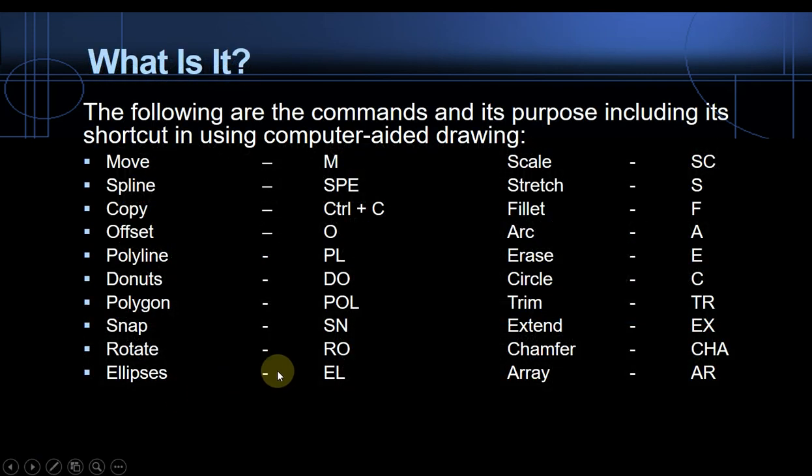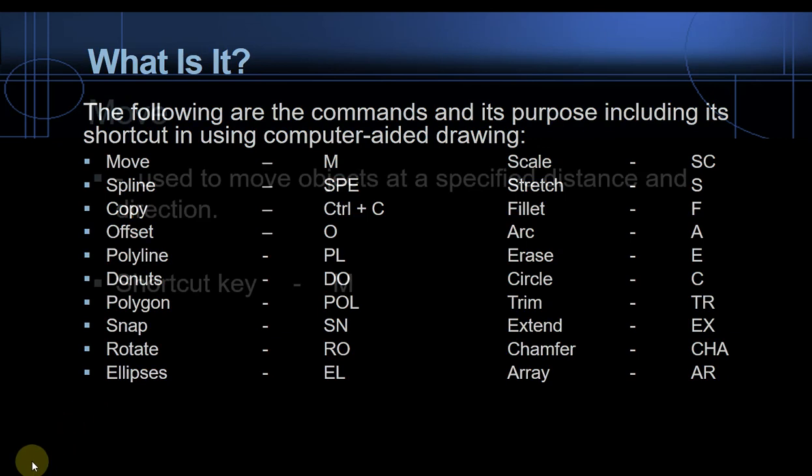Okay, so the following are the commands and their purpose, including the shortcut, using computer-aided drawing. These are the commands like move, spline, copy, offset, polyline, donut, polygon, rotate, ellipse, scale, stretch, fillet, arc, circle, erase, trim, extend, and array. These are the commands that we commonly use in AutoCAD. Next to it is the shortcut command. These are the shortcut commands that we use for a particular command in AutoCAD. For example, move, we just simply type in M, then enter. Ganun lang po yan.